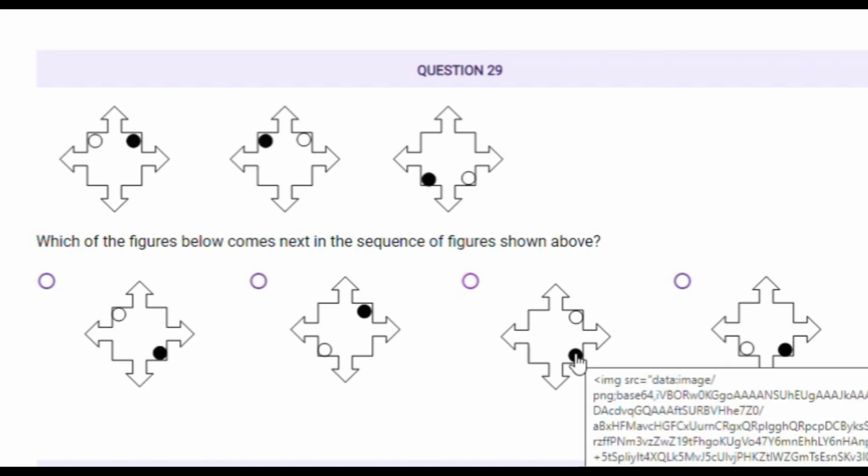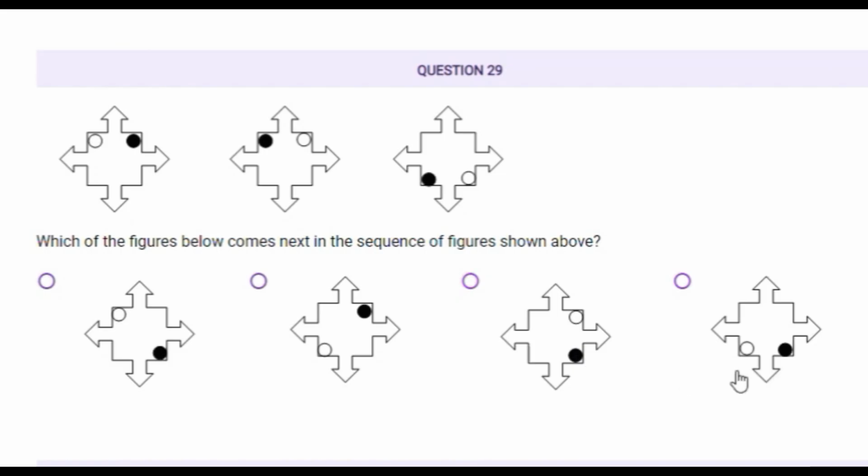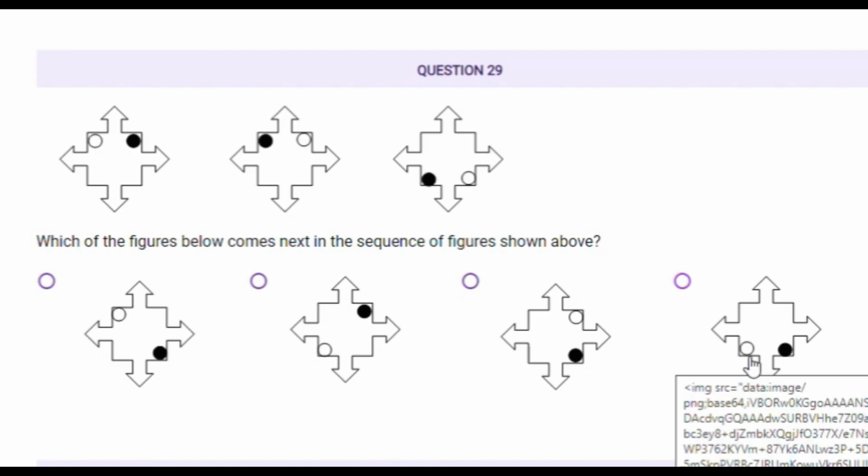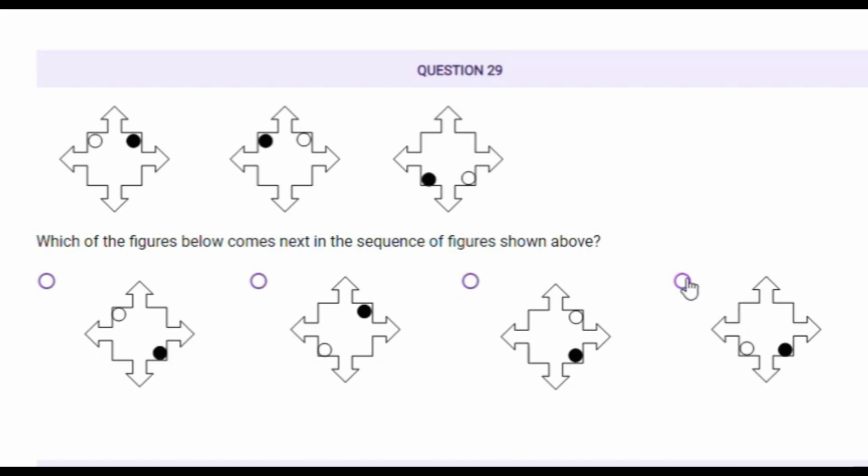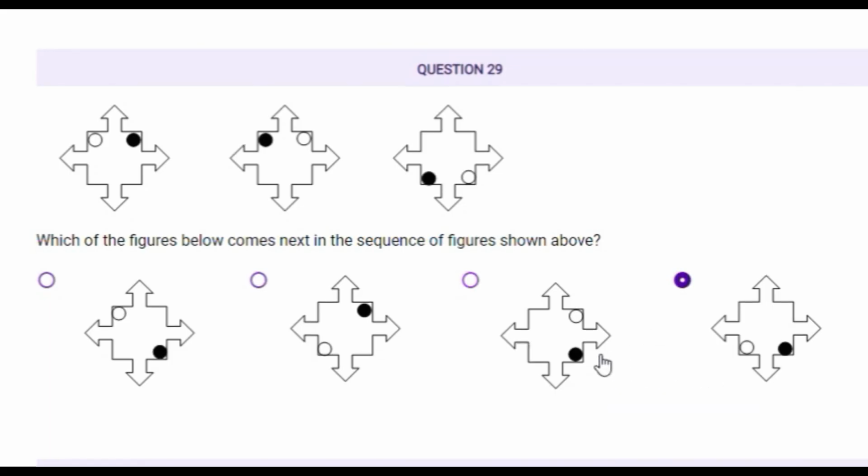Explanation. Observe the pattern of the black dot in the sequence. First figure, top arm. Second figure, left arm. Third figure, bottom arm. Fourth figure, right arm. The dot moves counterclockwise with each step. Top, left, bottom, right, and next will be top. Thus, the next figure will have the black dot in the top arm, matching option C.